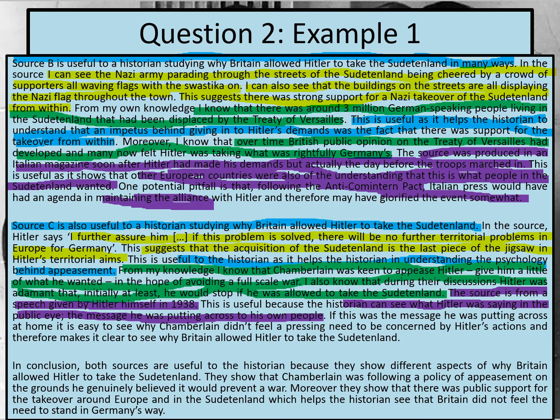If this was a message he was putting across at home, it's easy to see why Chamberlain didn't feel a pressing need to be concerned by Hitler's actions, and therefore it makes it clear to see why Britain allowed Hitler to take the Sudetenland.